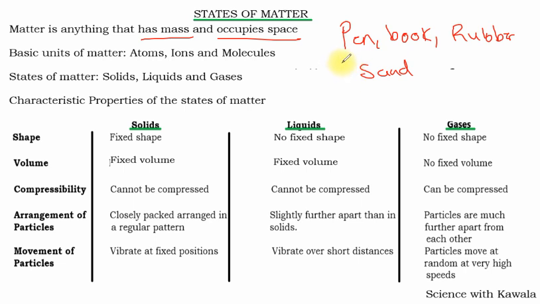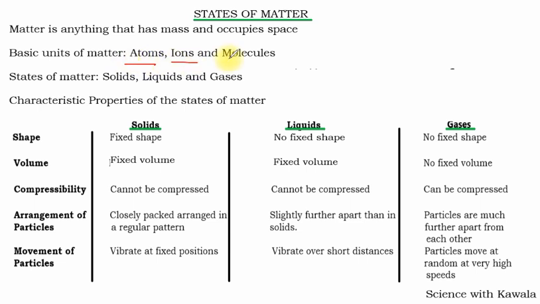Now, what makes up all these things that we've listed here? What are the basic units of matter? Matter is made up of three main basic units, which are atoms, ions, and molecules. And then matter can again exist in different forms. What are the three forms or states that matter can exist in? First one, solids. Second, liquids. And the last one, gases. These are the three main ways in which matter can exist.